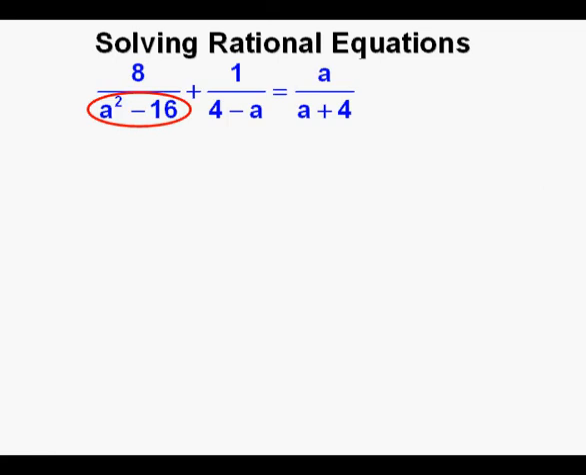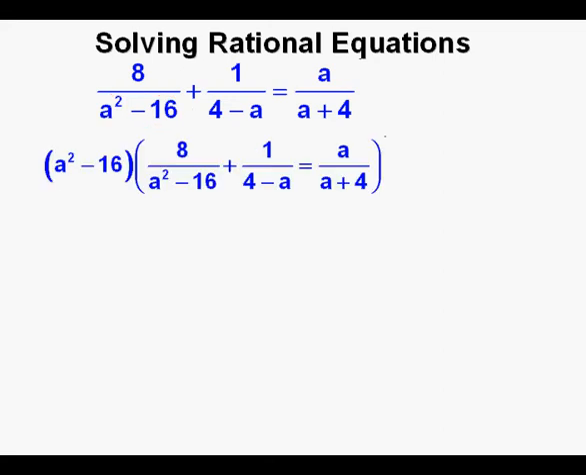What we aim to do with a problem like this, or any rational equation problem, is to rationalize the denominator, get the unknowns out of the denominator. And this is what we're going to try to get rid of first, the a squared minus 16 in the denominator, the first term on the left. So we're going to multiply the equation by quantity a squared minus 16.